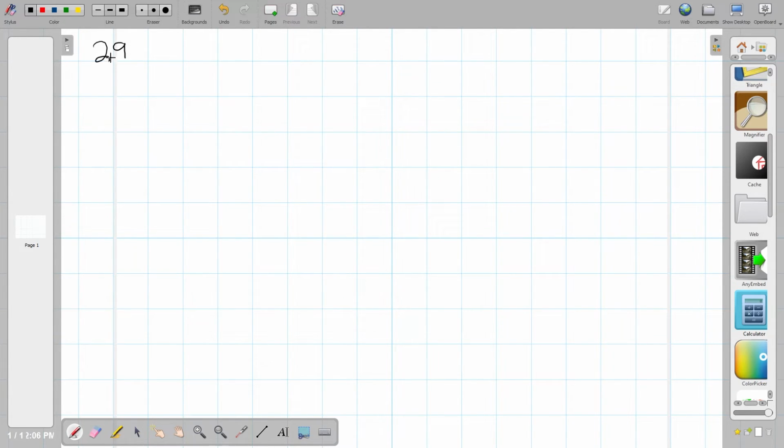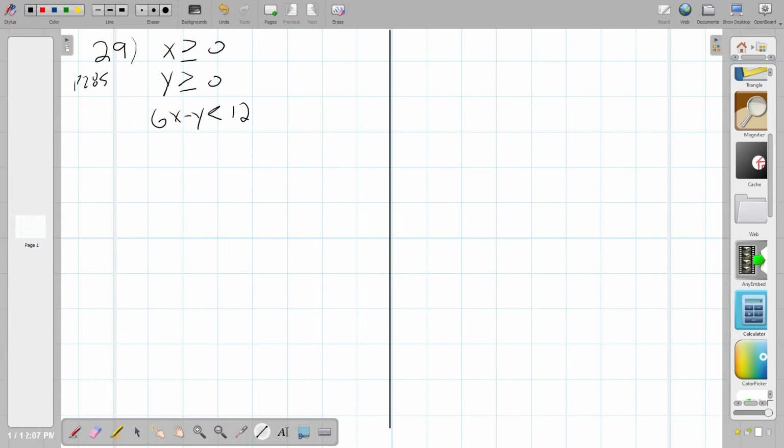This is on page 285, number 29. It gives us x is greater than or equal to 0, y is greater than or equal to 0, and 6x minus y is less than 12. So let's draw our axis.